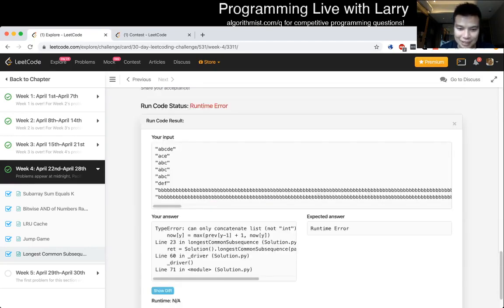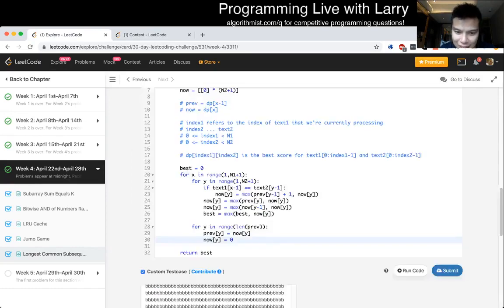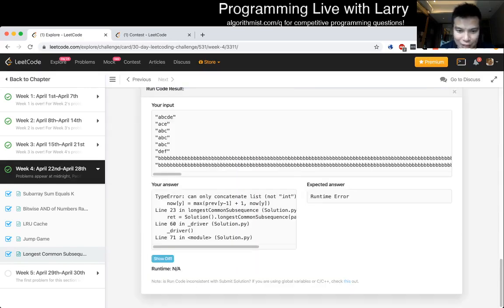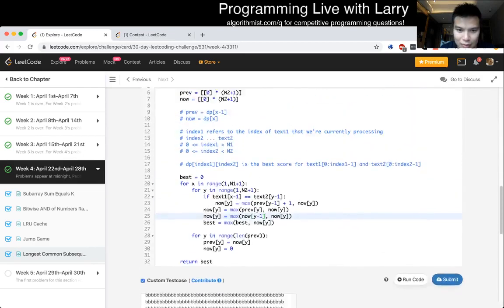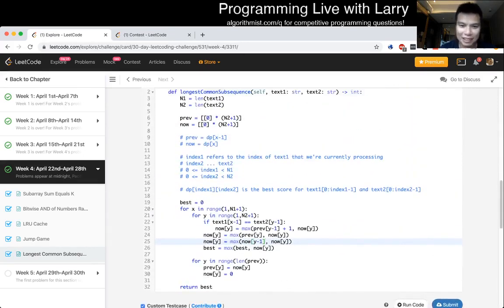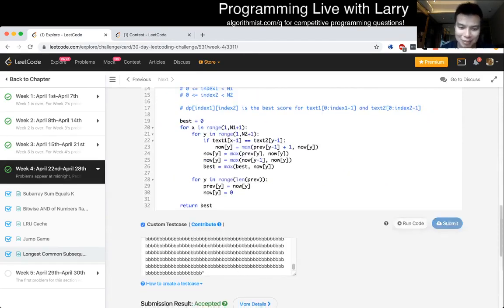Whoops. Oh, maybe I have a typo. Hang on. Oh, whoops. I just initialized wrong. I still initialized the matrix, but this should be, they're both array of length n2. It's a minor typo.